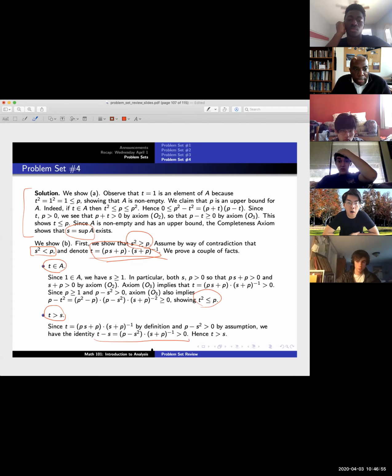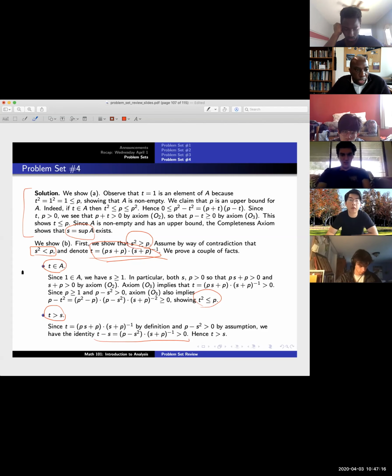But now hopefully you see this is the contradiction, because I can't have an element from A that is greater than the least upper bound. Right, so that's the problem. I have an element of A that's greater than the least upper bound, so now I have a contradiction. Right, so that actually contradicts this here, assuming that S squared was less than P.